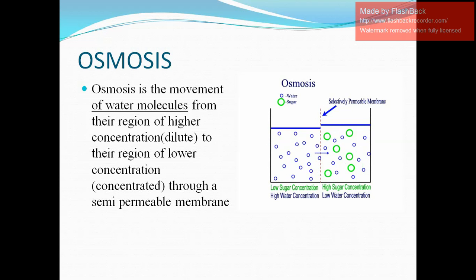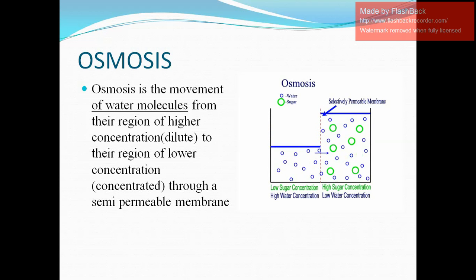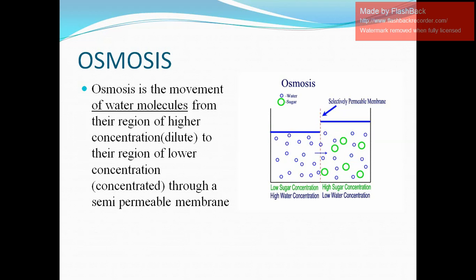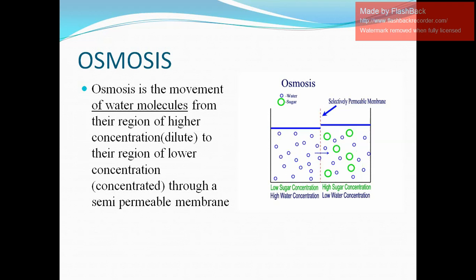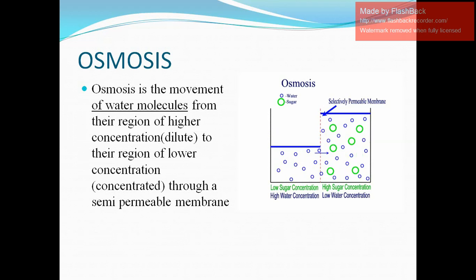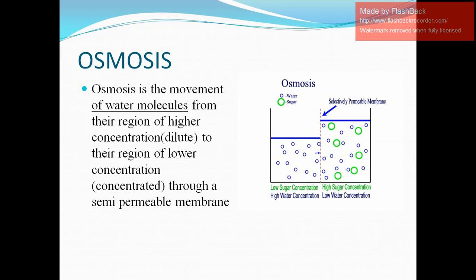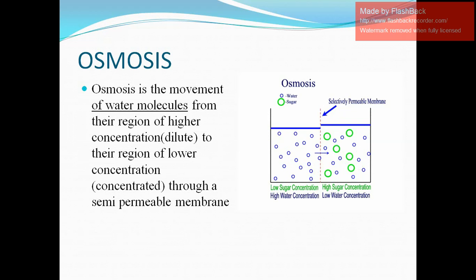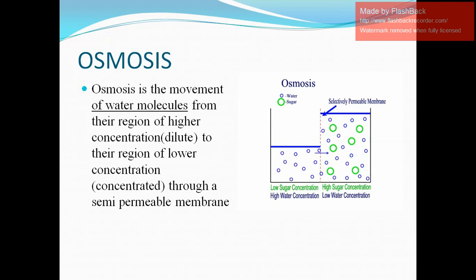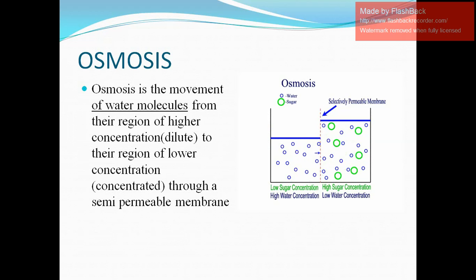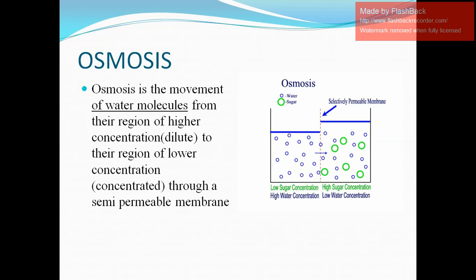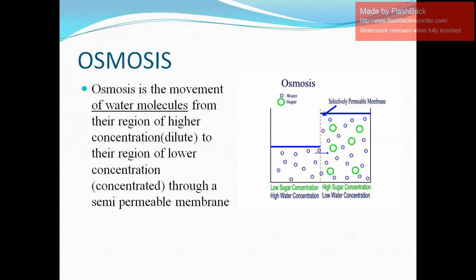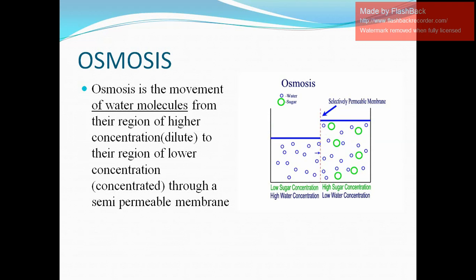In a plant cell, the cell wall is freely permeable, but we know the cell membrane is selectively permeable. Both in plant and animal cells we can find the cell membrane, and this cell membrane is selectively permeable, or semi-permeable. In the picture you can see the water and sugar molecules. The green dots are the sugar molecules and the blue dots are the water molecules, and you can see how the water molecules move from higher water concentration to lower water concentration through the semi-permeable membrane.